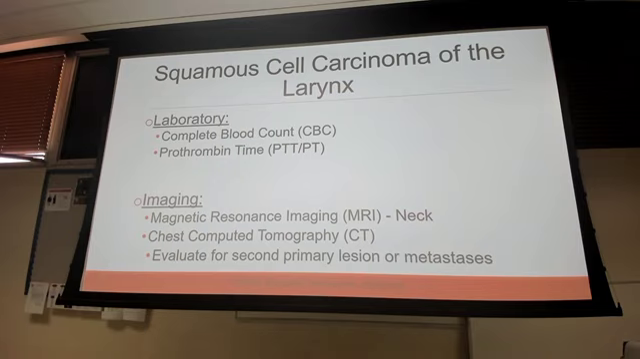Laboratory, so these are just some labs that we can consider. You may see some elevation or changes in white blood cells. Imaging: getting an MRI of the neck to see if there are any masses causing their symptoms. And the biggest thing with squamous cell carcinoma of the neck is that it's usually not the primary lesion. So if we do a biopsy and confirm squamous cell carcinoma, we need to get a chest CT, because more than likely that is not where the cancer started. It probably started in the chest. So we have to get a chest CT to find the primary lesion.